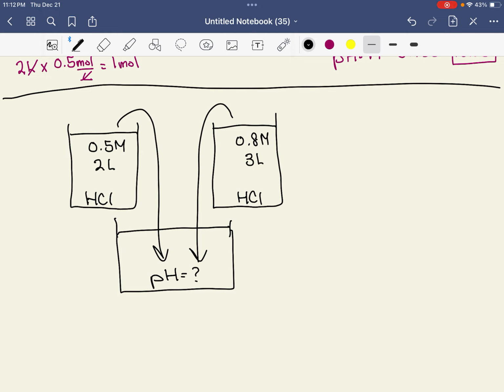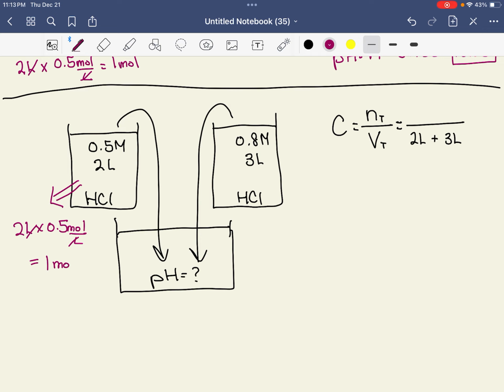Well, same drill. You want to find pH? Find the concentration. To do this, you're going to find the total number of moles divided by the total volume. Now, volume is easy. That is just 2 liters plus 3 liters. Moles? I don't think that's hard at all. So let's take a look at how many moles are in here. Now, we did this calculation already in the above example. So we know that this is 1 mole.